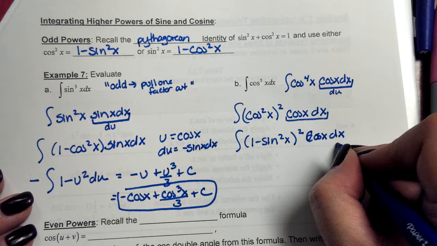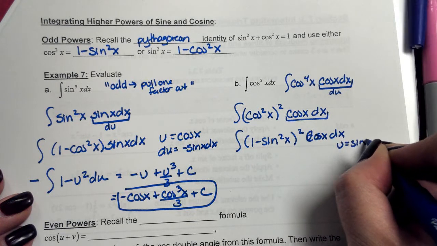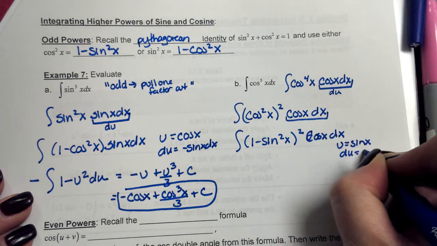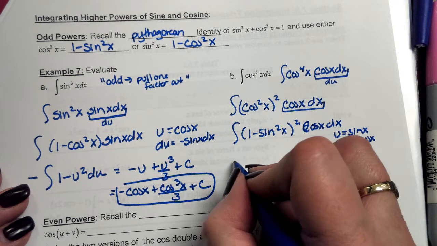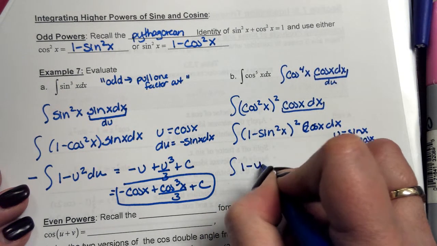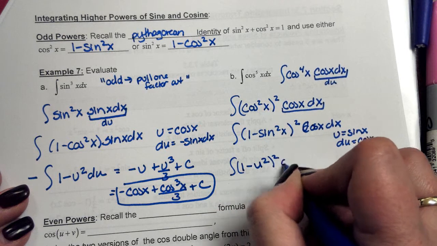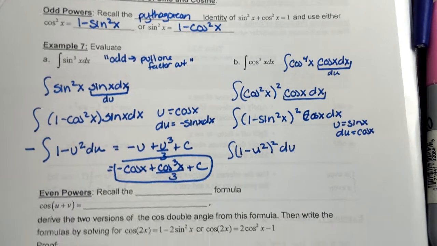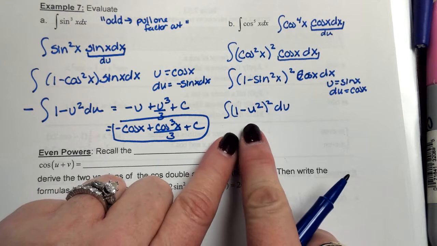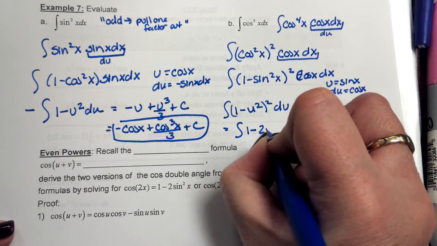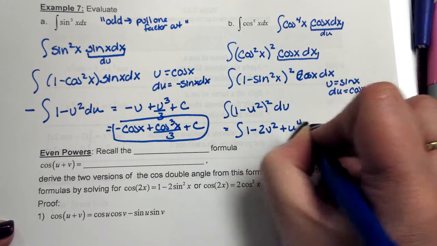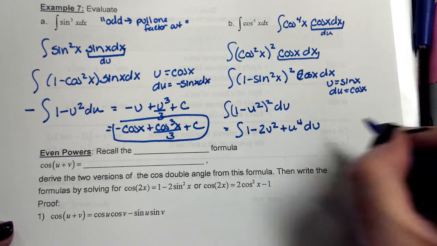Now I can do my u sub. So u is equal to sine x. My du is equal to cosine x dx. So I can rewrite my integral now as 1 minus u squared, all squared, times my du. So now I am going to have to FOIL 1 minus u squared. So that's going to give me the integral of 1 minus 2u squared plus u to the fourth du.